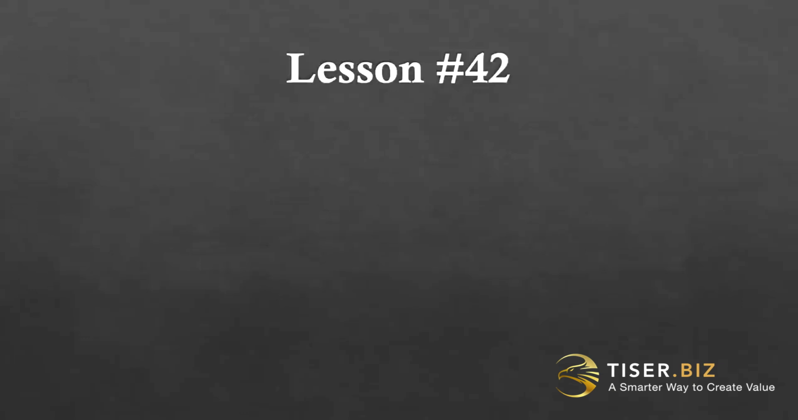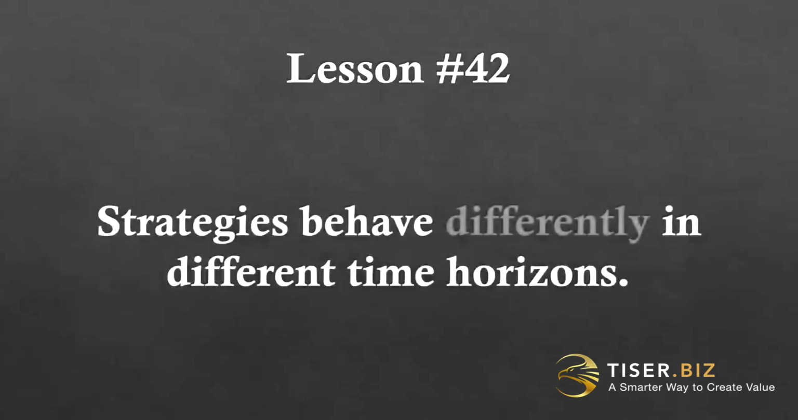Lesson number 42. Strategies behave differently in different time horizons. One intuition that is not obvious at all is that trading strategies produce different results depending on which time horizon you analyze them. For example, a strategy might appear to be extremely profitable in the short term and fail completely in the long term. The opposite is also true. A strategy can seem to be bad in the short term, and produce consistently profitable results over the long run.